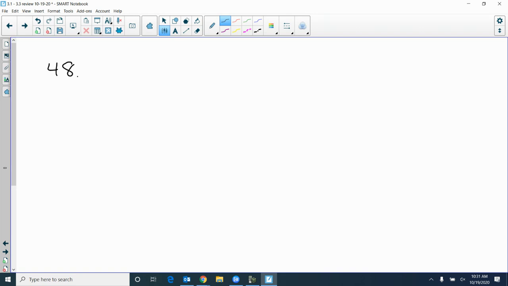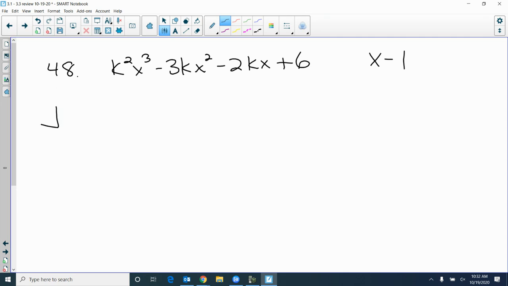We don't have any. So what is it? k squared x cubed minus 3k x squared minus 2k x plus 6. Is that the right equation? Yes. And what are we dividing it by? x minus 1. All right, we're going to divide that by x minus 1. So if x minus 1 is a factor of this, then what is our remainder? The remainder will be 0. Okay, so if x minus 1 is a factor, what do I plug into the box here?